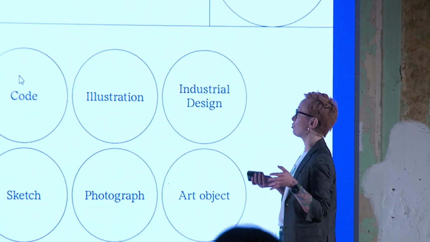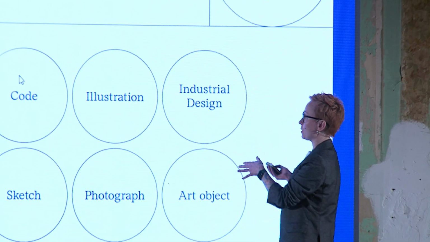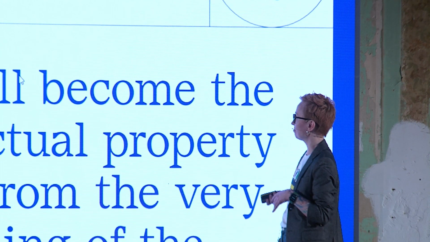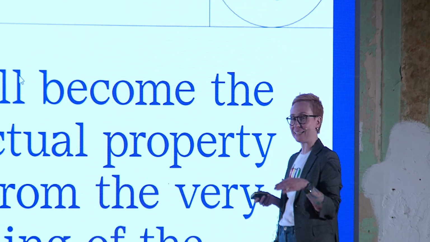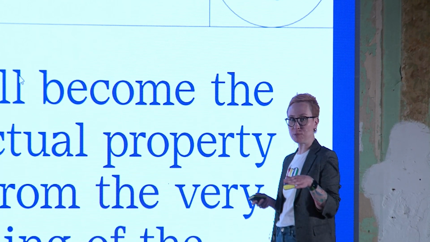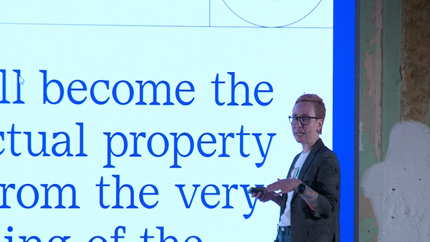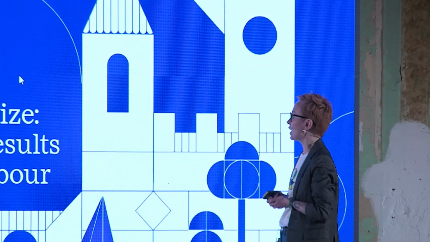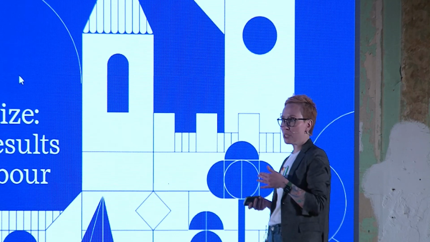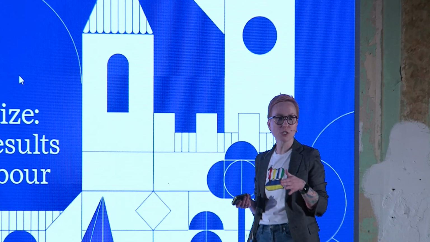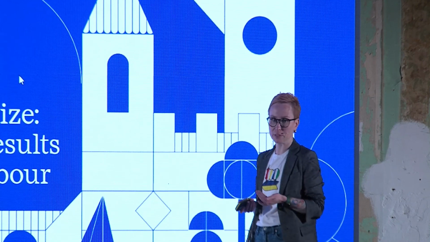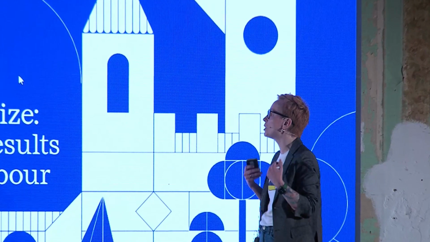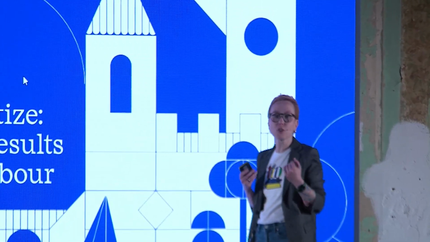So, what do all these types of content have in common? They all become intellectual property objects from the very beginning of the creation process. And those IP objects could be the only source of income for most creators. That's why it's very important for them to be aware of how to treat the results of their intellectual labor.